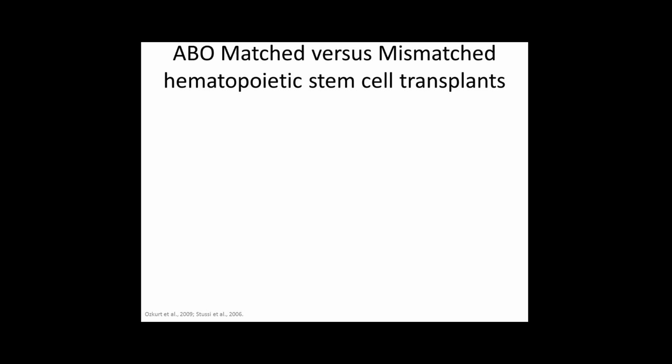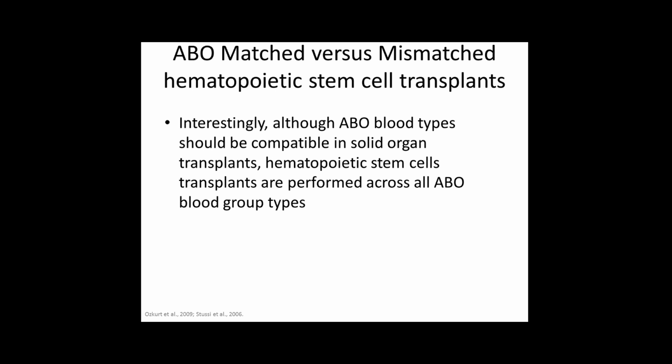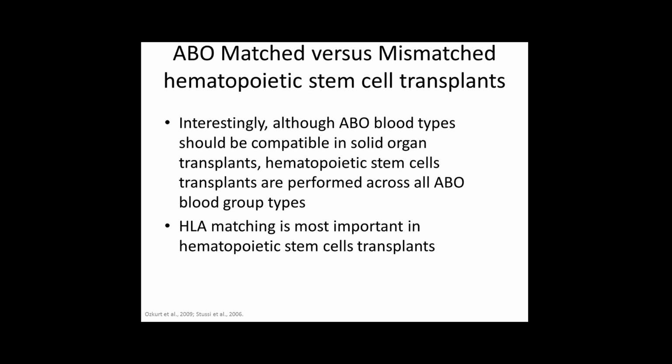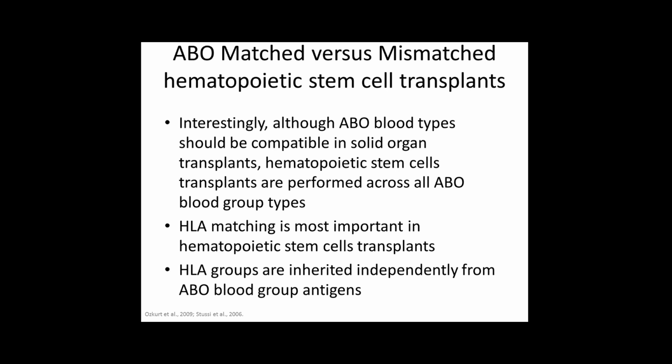So now let's look at ABO matched versus mismatched hematopoietic stem cell transplants. Interestingly, although ABO blood group types should be compatible in solid organ transplants, hematopoietic stem cell transplants are performed across ABO blood group barriers. Here, as I noted earlier, HLA typing is the most important aspect. And HLA groups are inherited independently from ABO blood group antigens.